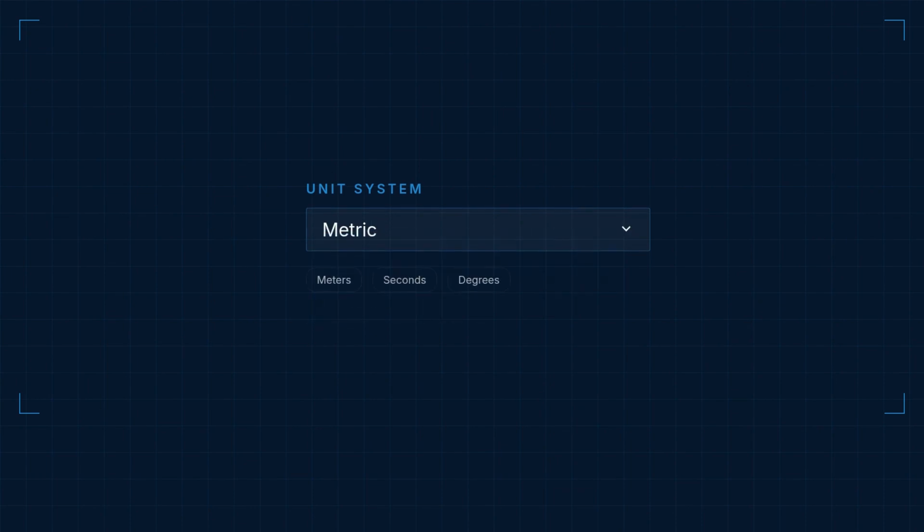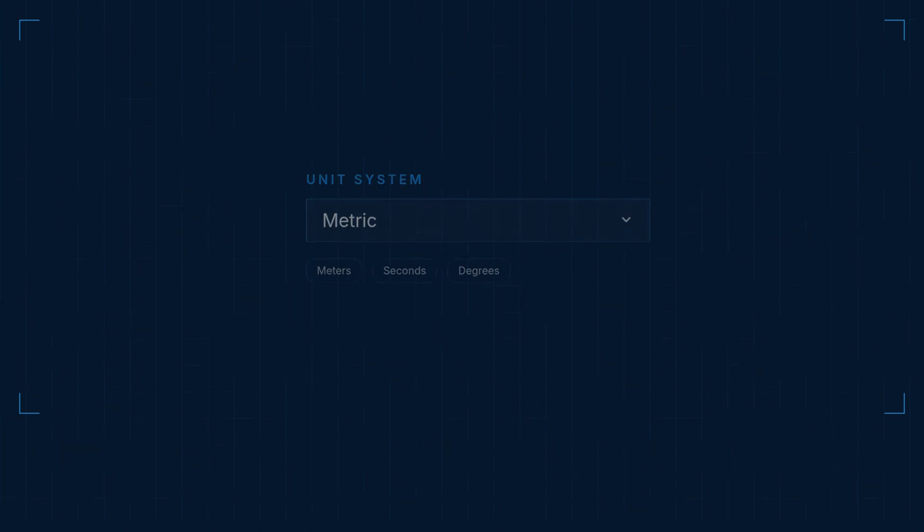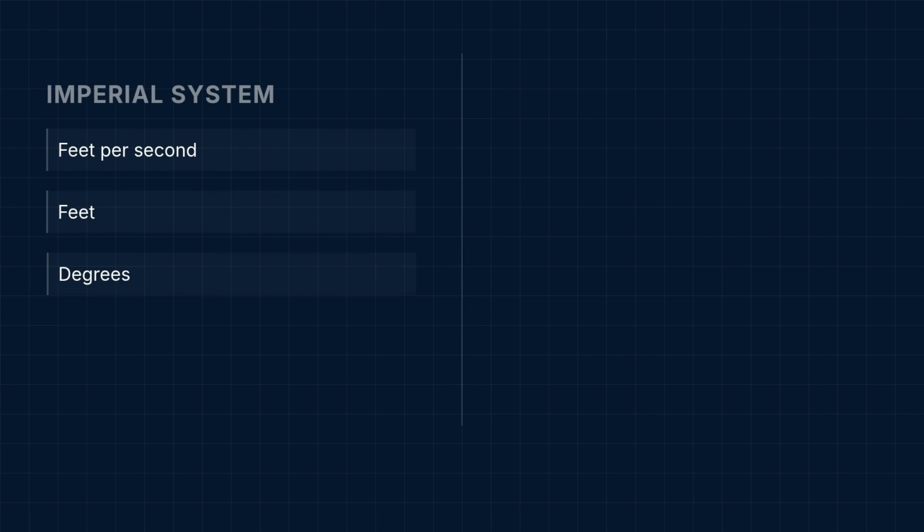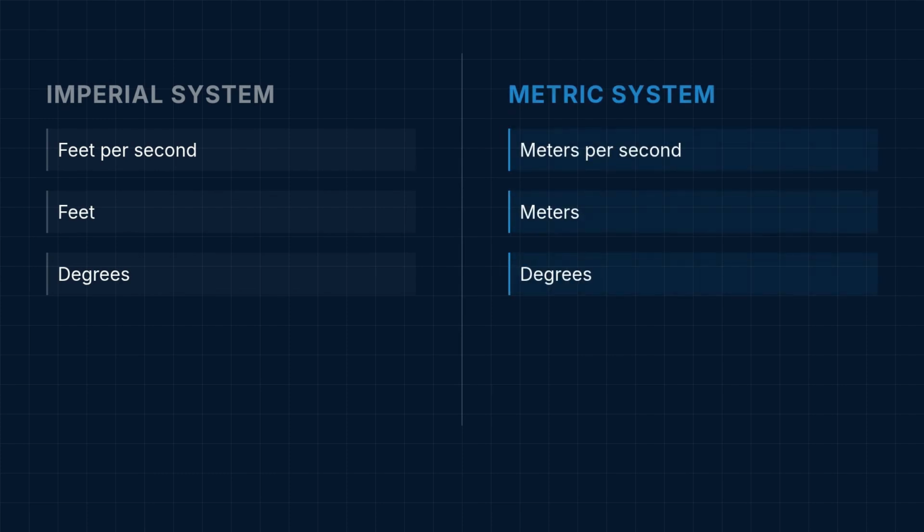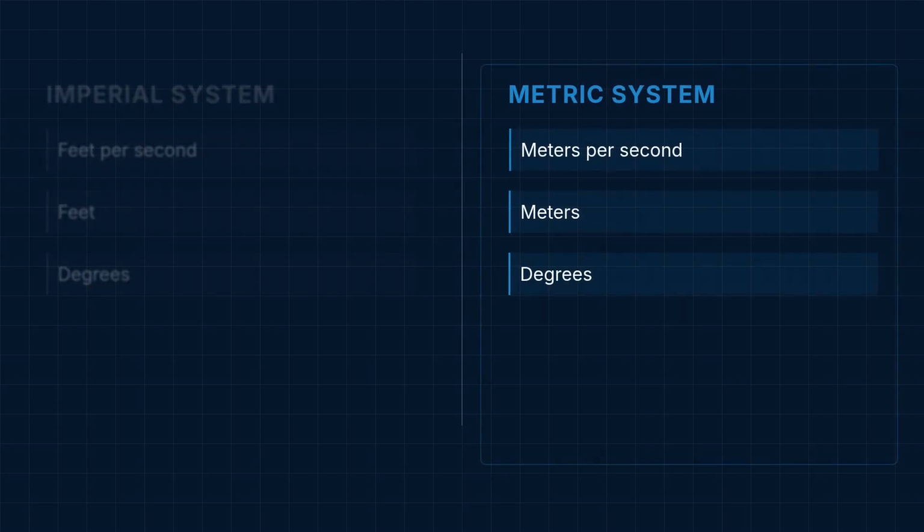You can choose between metric, which uses meters per second, meters, and degrees, or imperial, which uses feet per second, feet, and degrees. For this demonstration, I'm using metric.